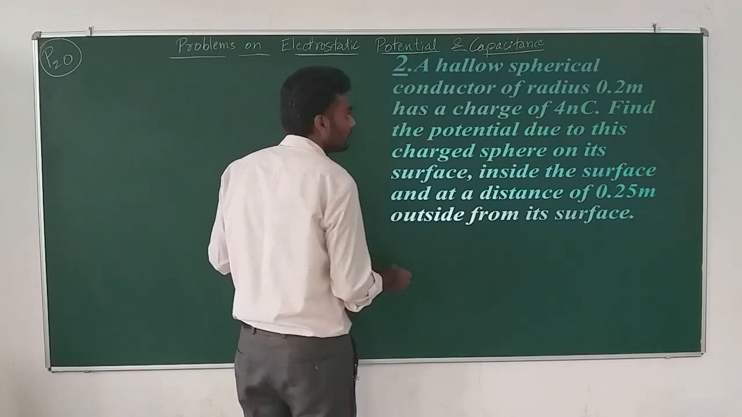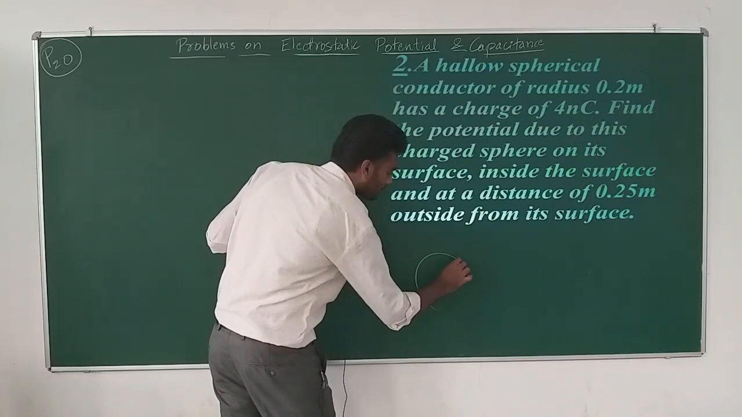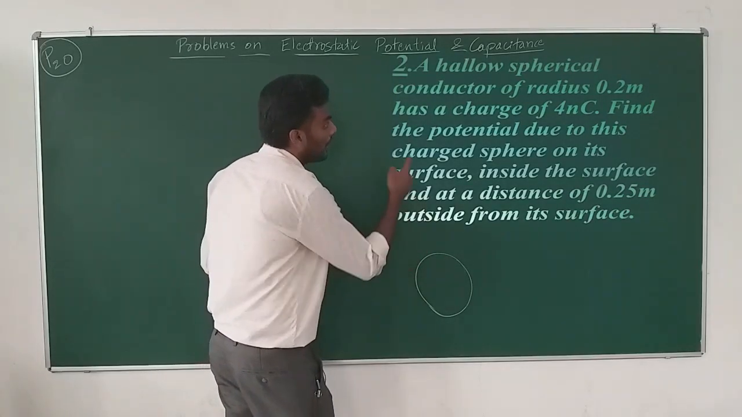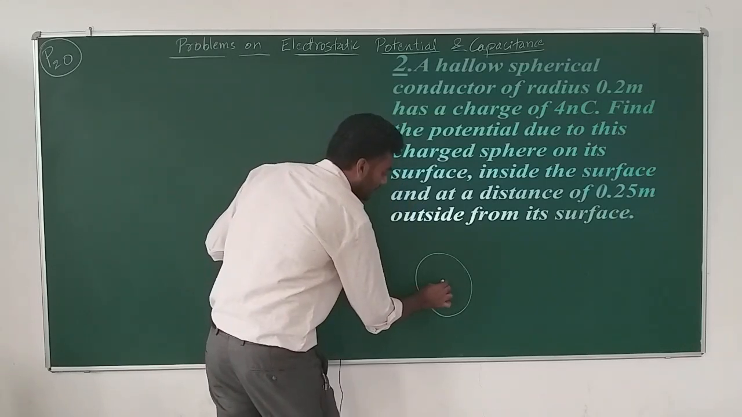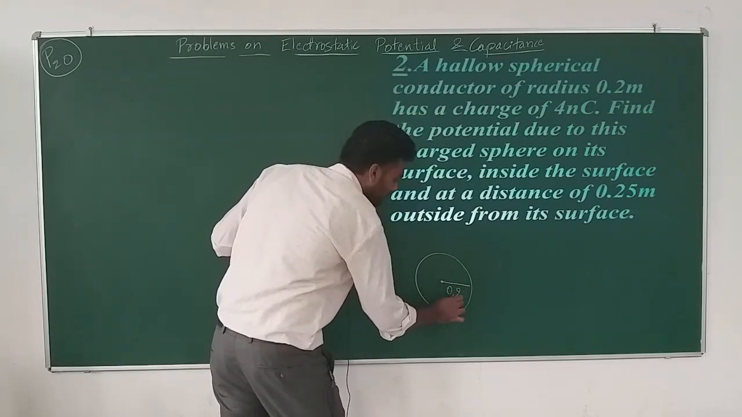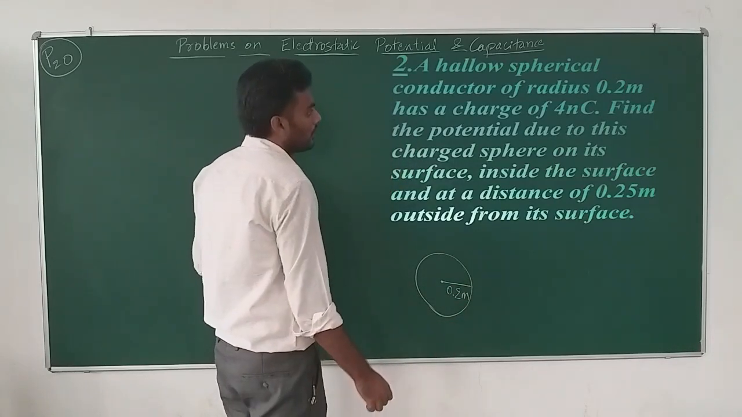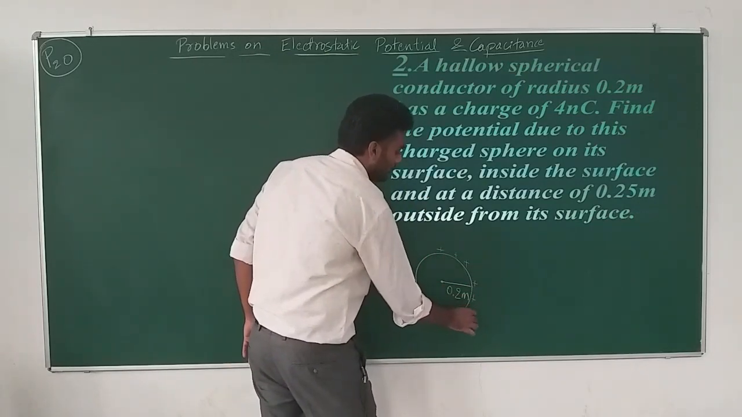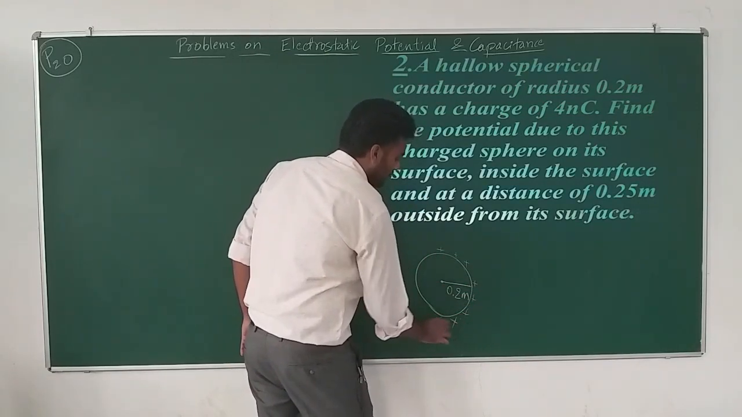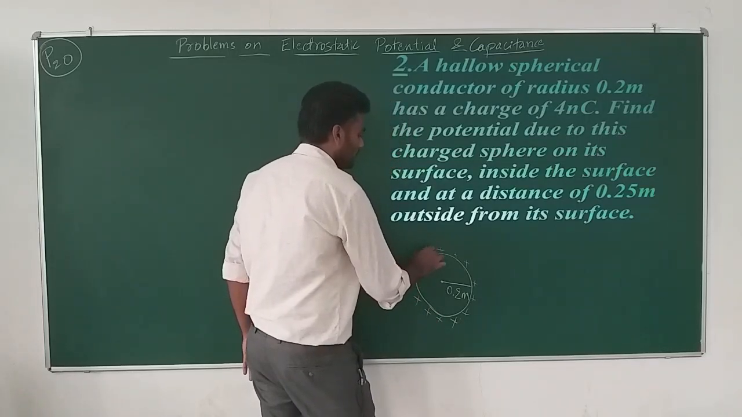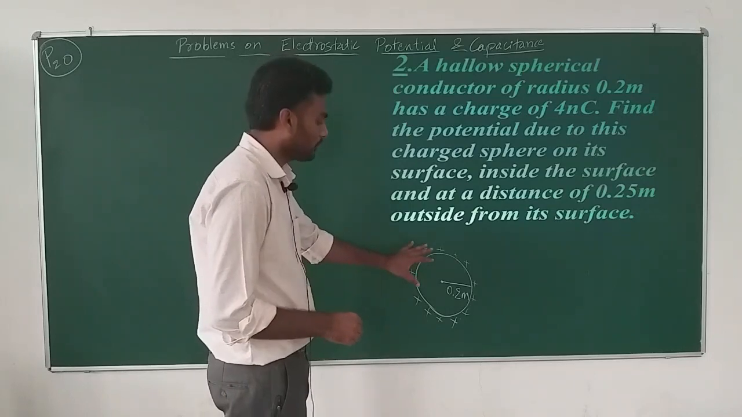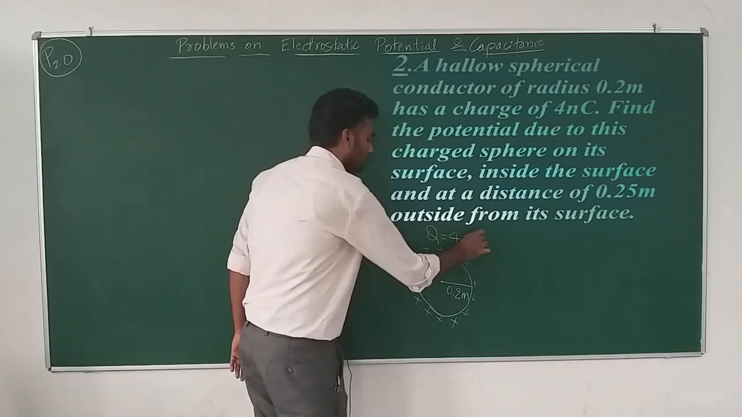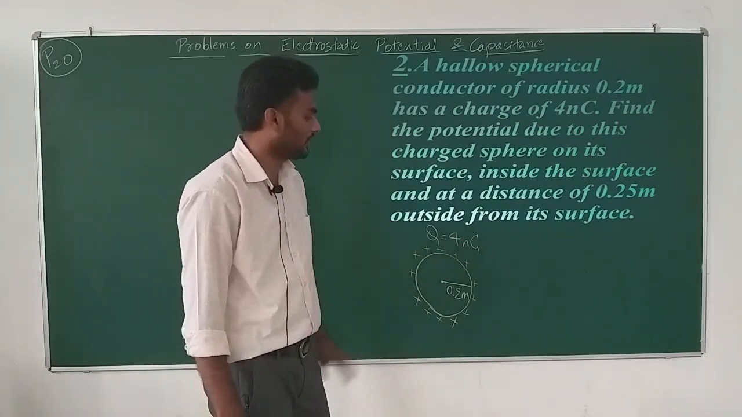So the diagram, let me draw the diagram first so that you have the idea. Say this is the hollow spherical conductor of radius 0.2 meter, and this conductor has a charge of, obviously it is positive, that is why it is simply 4 nanocoulomb, or else it should have been minus 4 nanocoulomb. So it is positive charge deposited. So total charge deposited is 4 nanocoulomb, right. This is the given arrangement.